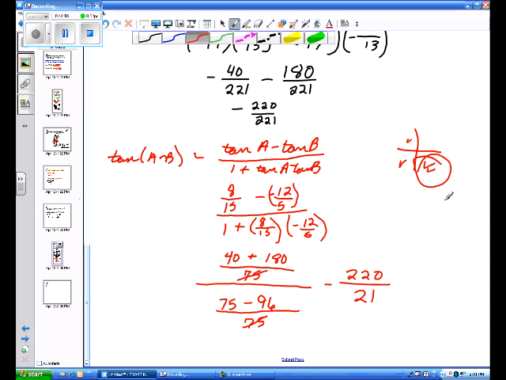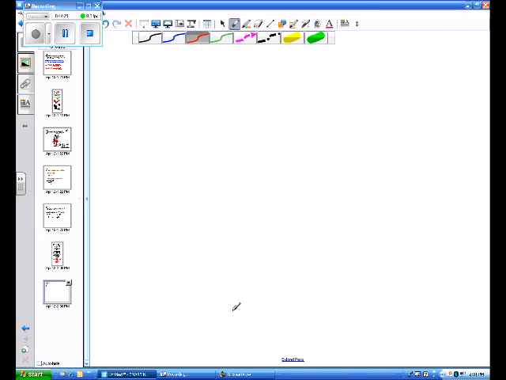And let's look at this one. Let's say that we were given that the secant of angle A was the square root of 5, and A is in quadrant 1, and the secant of B is the square root of 10, and we're in quadrant 1. And what we want to find is the secant of A plus B.